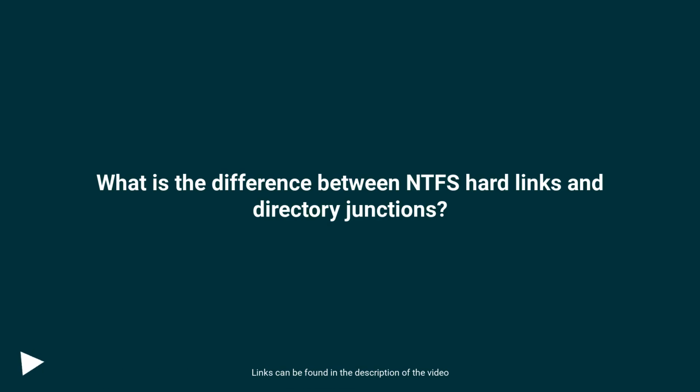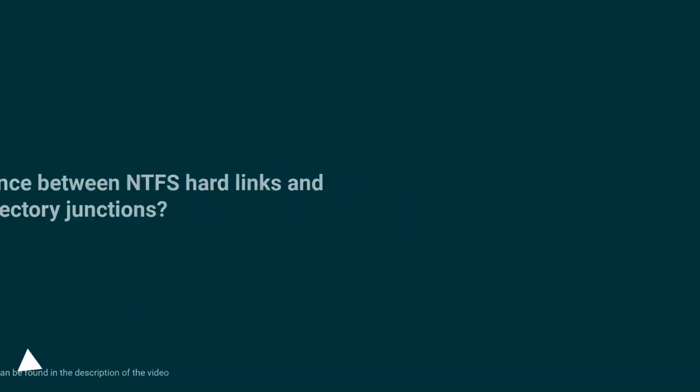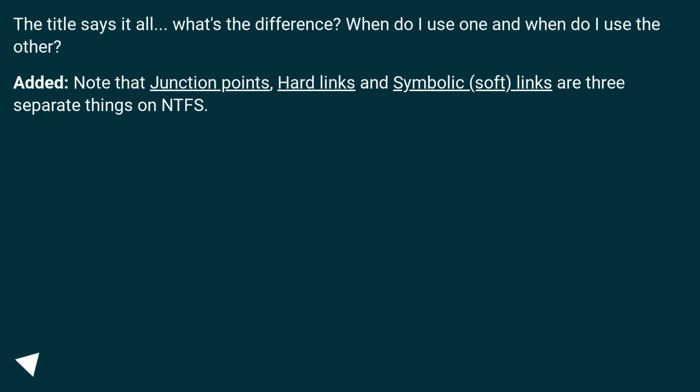What is the difference between NTFS hard links and directory junctions? The title says it all. What's the difference? When do I use one and when do I use the other? Added note: junction points, hard links, and symbolic (soft) links are three separate things on NTFS.